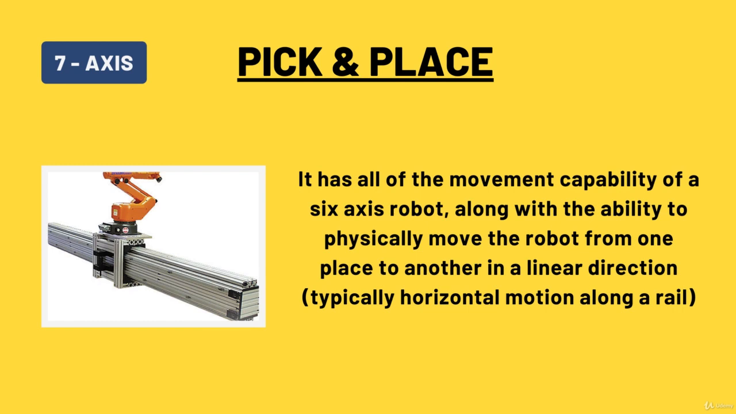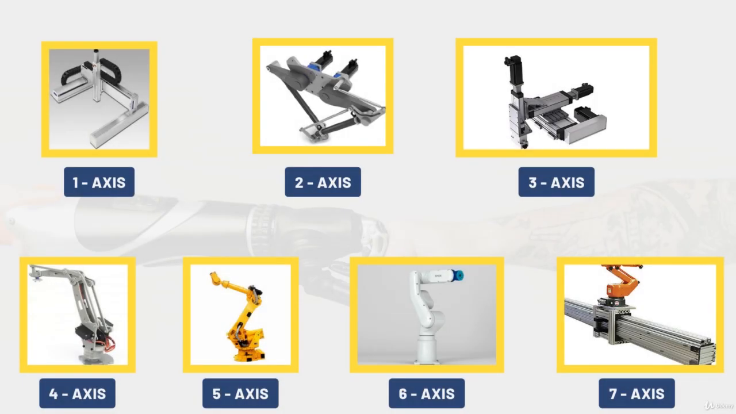The seven-axis robot has all the movement capability of a six-axis robot, along with the ability to physically move the robot from one place to another in a linear direction. It is performed typically in a horizontal motion along a rail. All the examples that you have understood are of simple pick and place kind of robots and devices. In order to understand how complex robotic configurations work, we need to dig deep into 6 degree of freedom robots. This we will discuss in the next lecture.